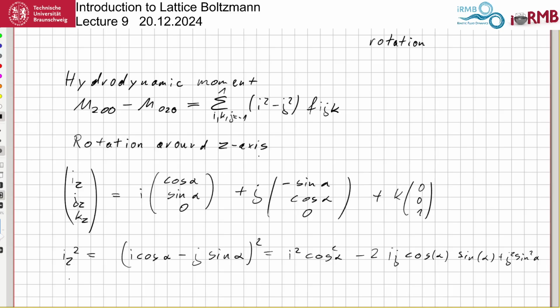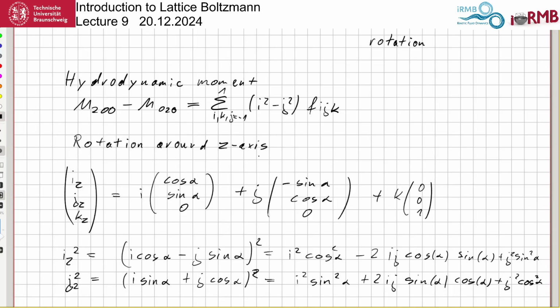And j z squared, so what we have here is i times sine alpha, plus j cosine alpha, and we have to take this square, so we'll end up with i squared sine squared alpha plus 2ij sine alpha cosine alpha plus j squared cosine squared alpha. Okay, everybody agrees? So please look whether I missed some square or something.